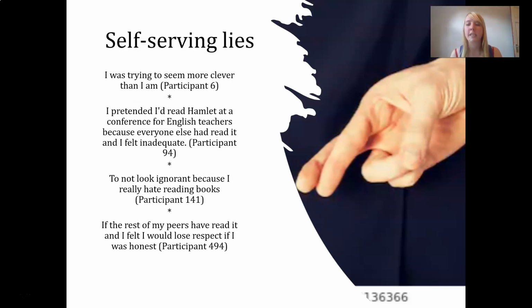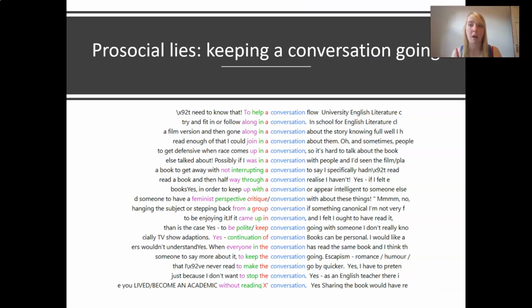We do also, however, see lots of examples of self-serving lies, and often this is around wanting to appear more intelligent. I think it's really interesting to reflect on the schematic associations that are made between reading, and particularly reading certain texts that are viewed as challenging or being of some sort of importance, or being canonical, being associated with intelligence. Fear of feeling inadequate or being viewed as ignorant, or losing respect. So all sorts of reasons, again, that also feed into our motivations to lie.